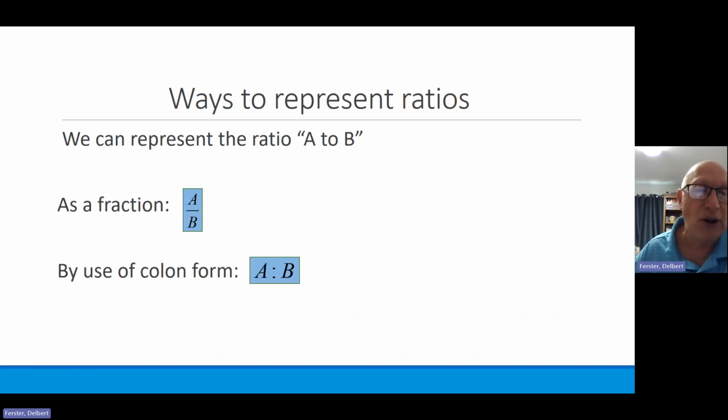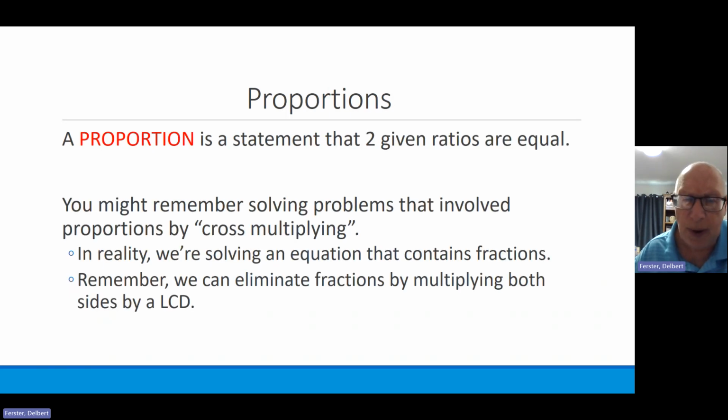If you say, well, I've got a ratio, I can write it as a fraction. I can write it with colon form, and you might recognize both of those from previous instructions. If we decide that two ratios are equal to each other, we basically have built a proportion. And my guess is if you go back to somewhere in the middle school grades, somebody told you that it's really easy if you just cross multiply and you can set about solving proportions.